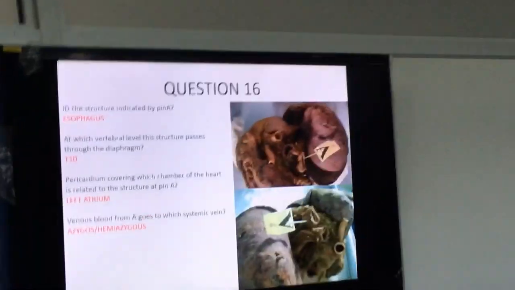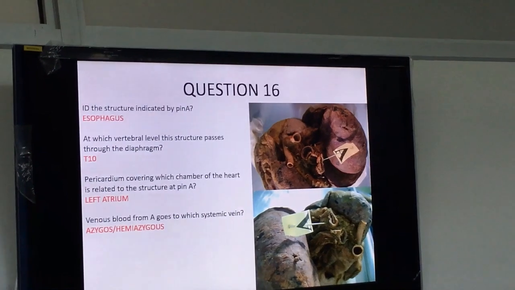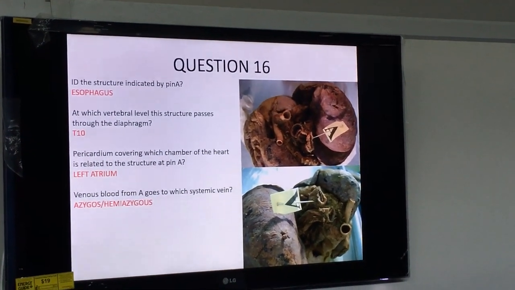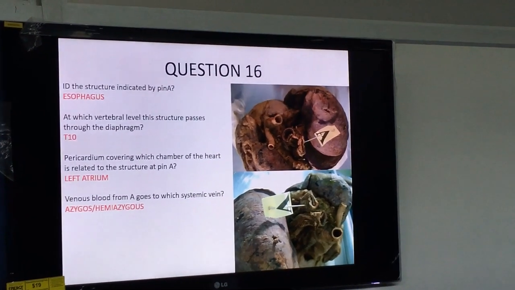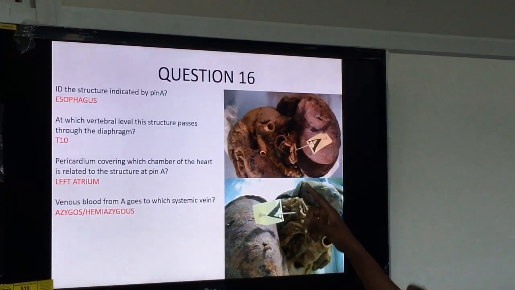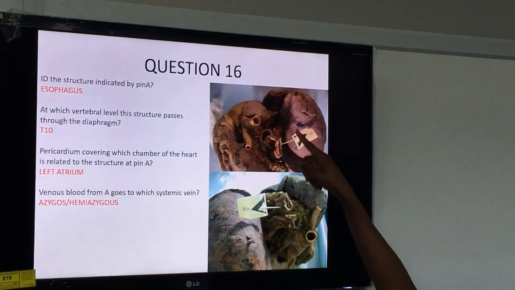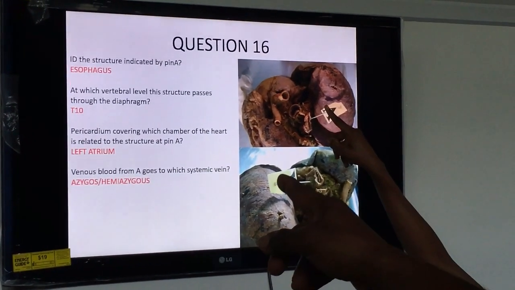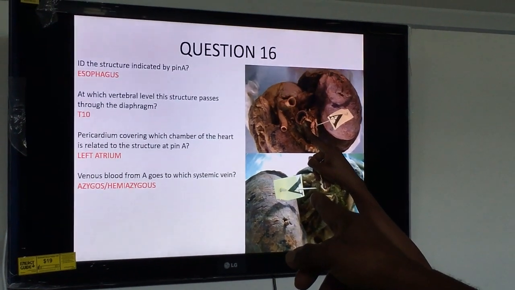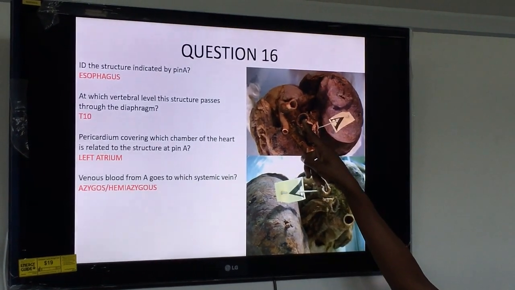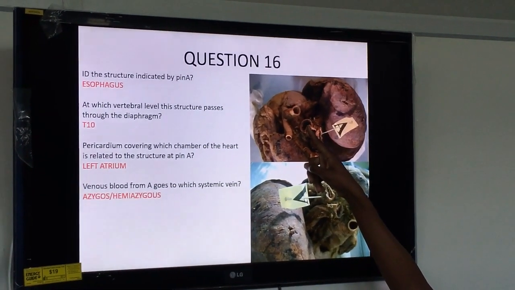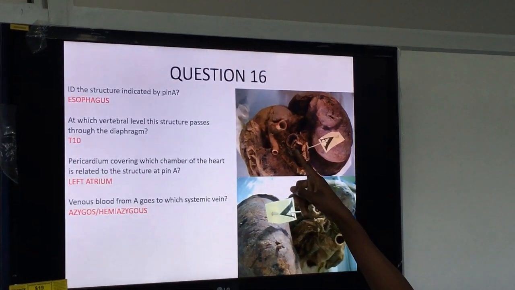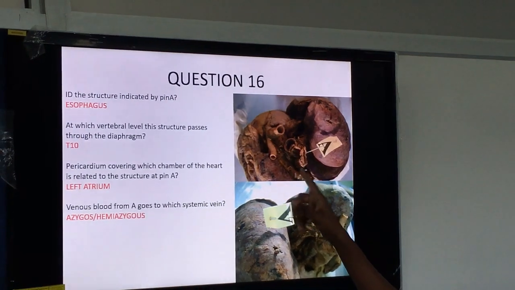Alright, so this one now. Identify the structure indicated by pin A. If you look closely, Jordan, can I borrow your fingers again? So look here. Go over to that lumen slightly to the left. Good. See there? Go up a little more now. What is that? That's the trachea. Good. And so for the esophagus, you can use the trachea now to work out what that luminal thing is. That's the esophagus.